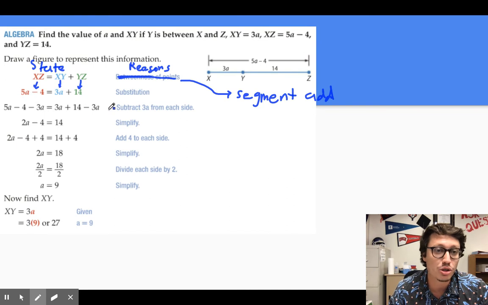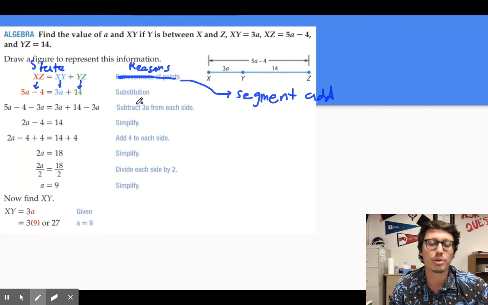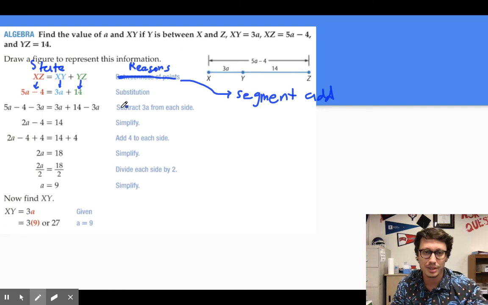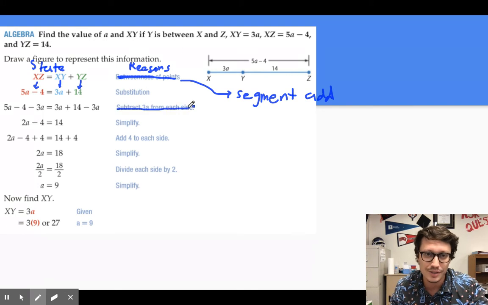So they have subtracted 3a from both sides. Remember, if we're using the same properties of what we talked about last class, then we actually would call this SPOE because we are subtracting the same thing on both sides. And also, since we are combining like terms, we would also say that this is simplify.